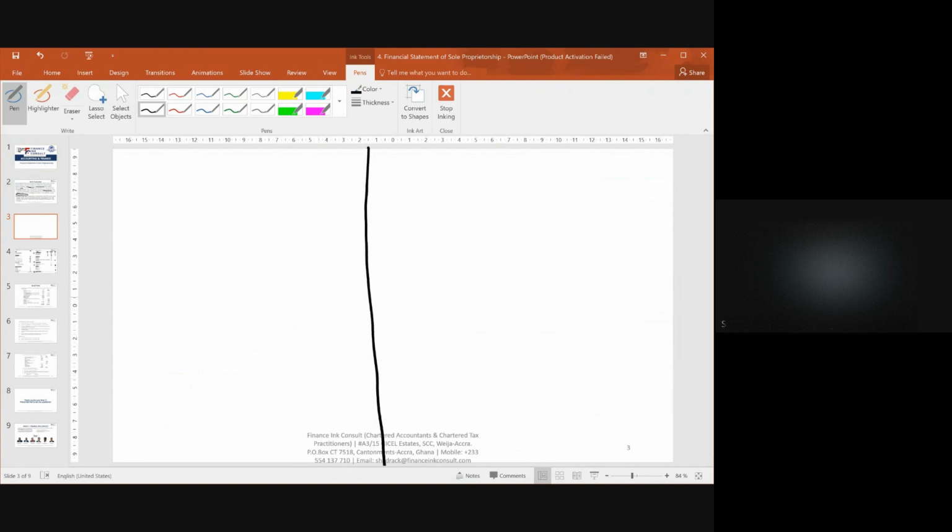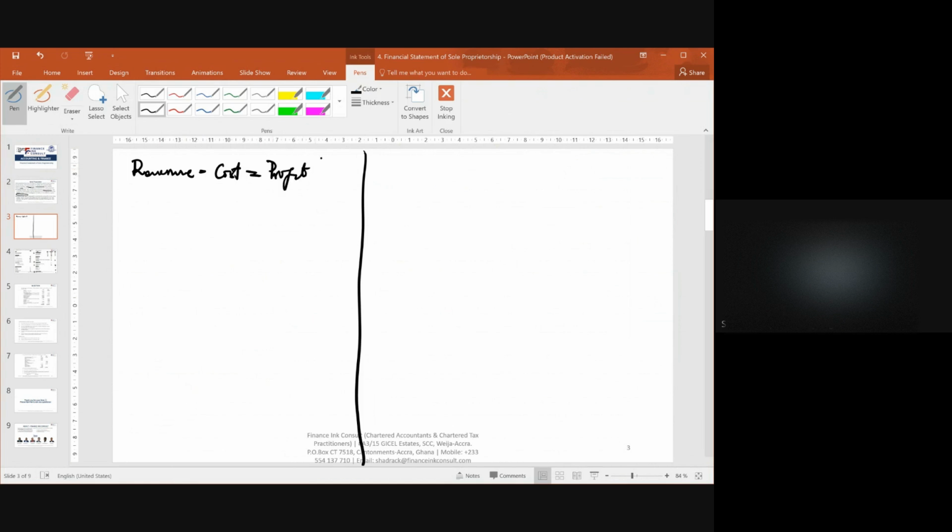Now, even from our normal commerce that we've done, the formula for determining profit is what? Revenue minus cost. And that gives us what? Profit, or let me say losses, right? Or loss. That same format is what we use in preparing our profit or loss statement.